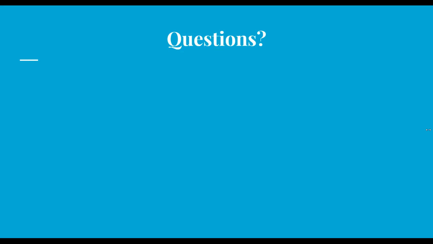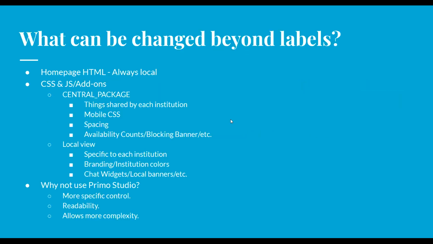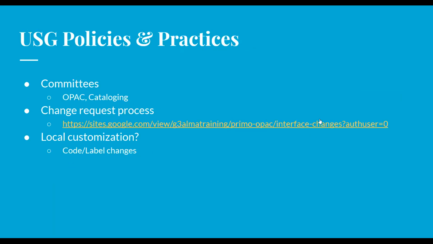I would argue that, let's go back to this screen here. The OPAC and the cataloging committees are still, I'd say, one of the primary vehicles for requesting changes to Primo that would significantly affect the look and feel of a field, or what's displayed in a field. As much as we can, we try to keep some of that standardized.